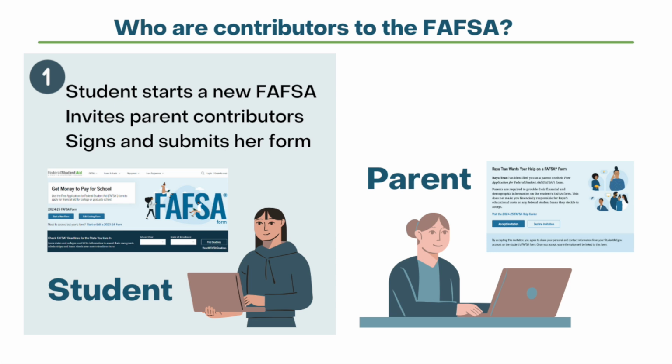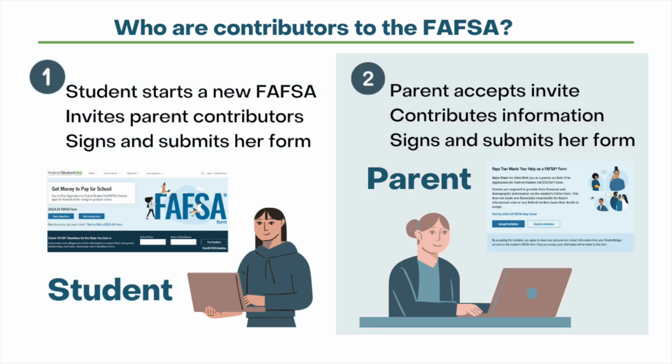For dependent students, there's a new process to complete and submit the FAFSA. First, the student starts a new FAFSA by logging in with their FSA ID, adds information about themselves, and invites their parent contributors. She will then sign and submit her form. Once that parent is invited, her parent will receive an invitation to sign in with the parent FSA ID and complete their sections of the FAFSA. The parent will then be able to sign the FAFSA for full processing.